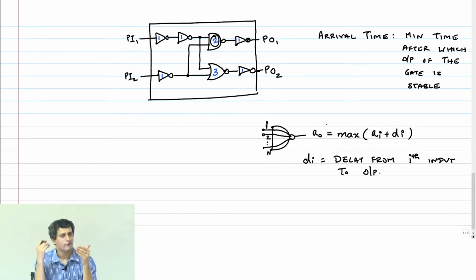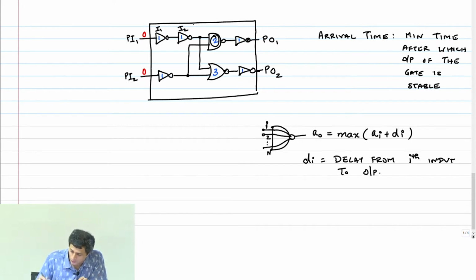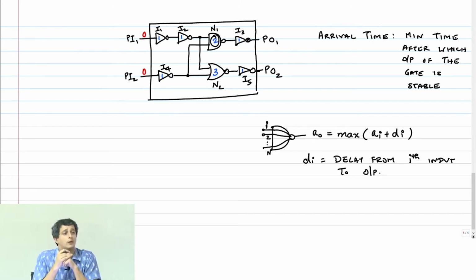By definition, arrival time at primary inputs is 0. They arrive at time 0, right? It's just a definition. So arrival time here, okay, I'm going to mark it in red, is 0. What's the arrival time at the output of the first inverter? Let me label them. I1, I2, NAND gate N1, I3, I4, N2 and I5. What's the arrival time at the output of I1? 0 plus the delay through the inverter. Therefore, you get arrival time of 1.